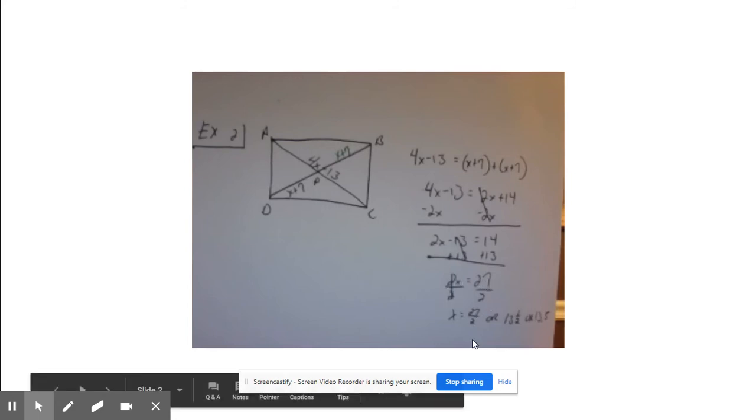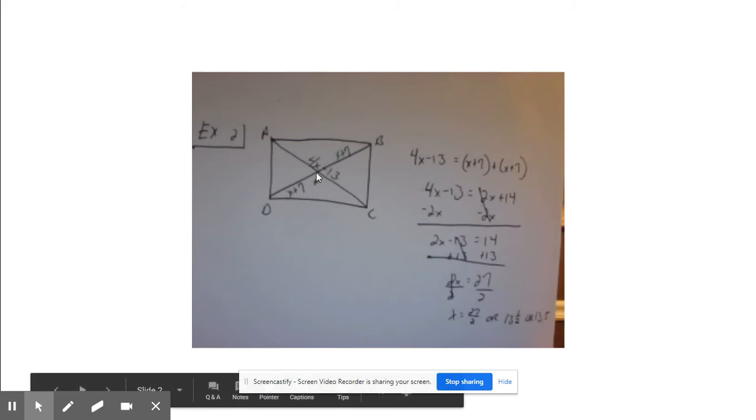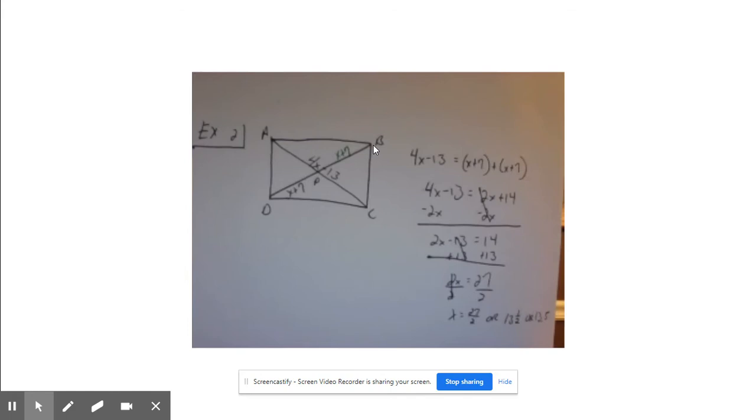And there's 3 ways to write your answer. You can leave it as 27 over 2. You can make it a mixed fraction, 13 and a half, or you can make it into a decimal, 13.5. It's a multiple choice question. You might see any one of those answers, so any one of them were acceptable here. But just follow the properties, knowing that the diagonals bisect each other and that the diagonals of a rectangle are the same.